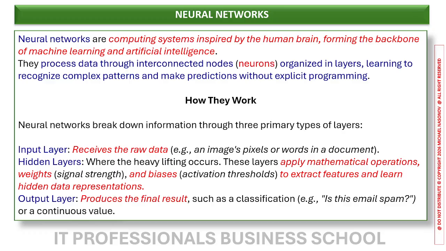Neural networks break down information through three primary types of layers: input layer, hidden layers, and output layer. Input layer receives the raw data. Hidden layer, where the heavy lifting occurs. These hidden layers apply mathematical operations, weights, and biases to extract features and learn hidden data representation. Output layer produces the final result, for example, a classification or a continuous value.